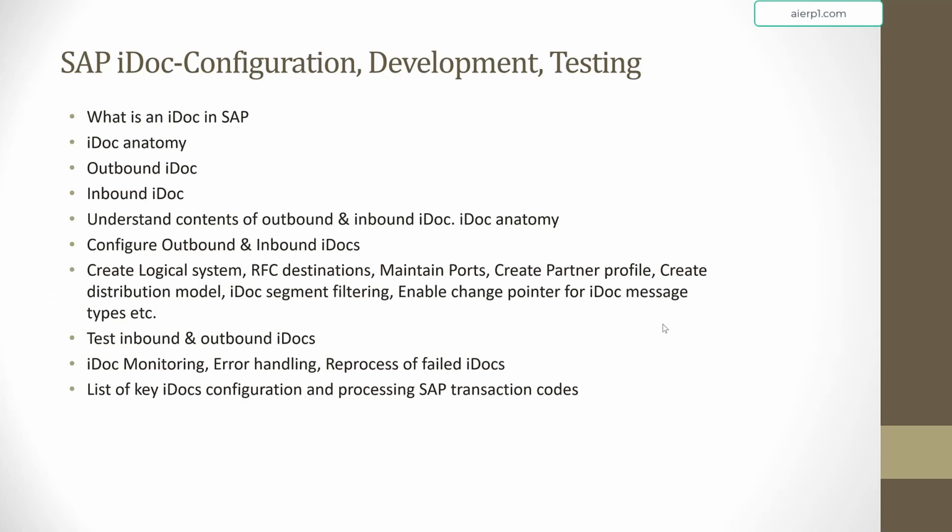Finally, we'll be looking at the SAP support process related to iDoc, like iDoc monitoring. If there is an error in iDoc, like it has failed to post in SAP, then how do you reprocess it? How do you fix the error? And so on. And I will also list the key transaction codes which are required for iDoc handling in SAP, and will share some configuration and testing documents around SAP.